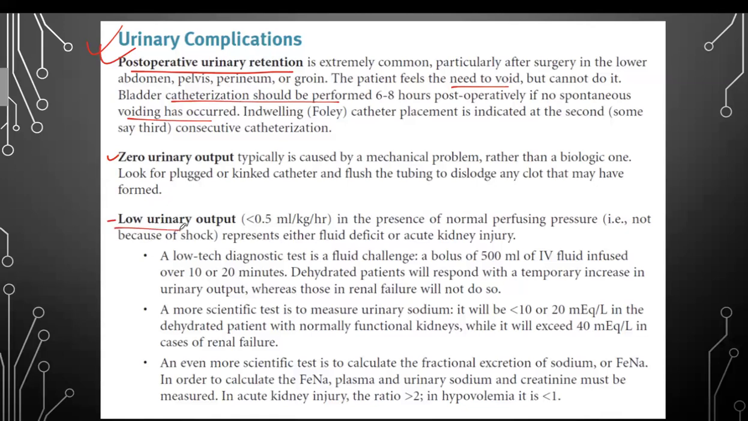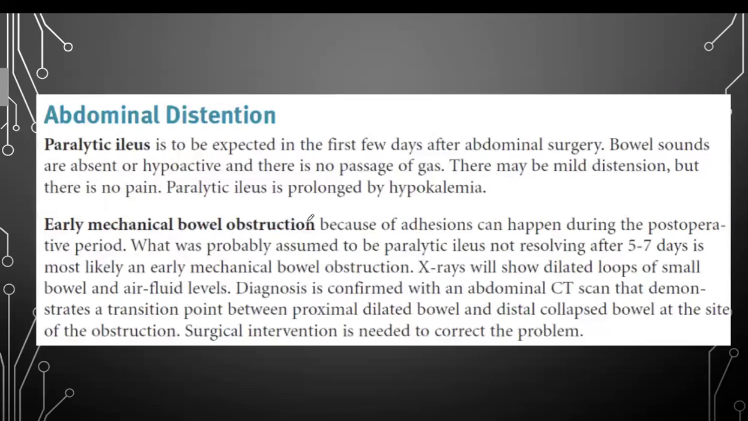The second thing can be that the patient can have a low urinary output. That means oliguria. If a patient develops oliguria after the surgery, and oliguria means less than 0.5 ml urine per kilo per hour, now if a patient has oliguria, we need to think that either the patient has post-renal failure, renal failure, or pre-renal failure. So we'll talk about this.